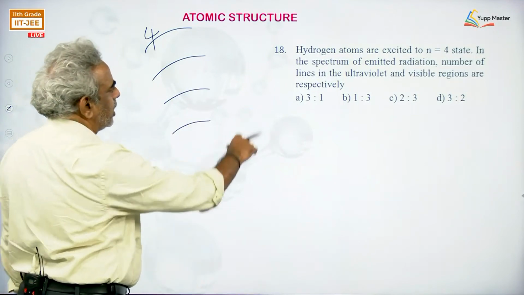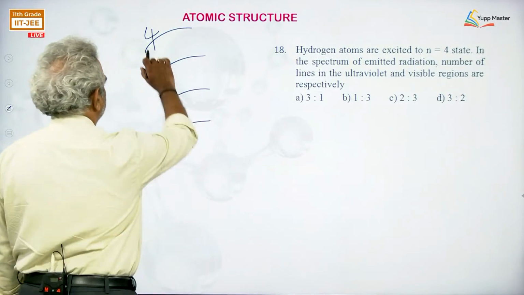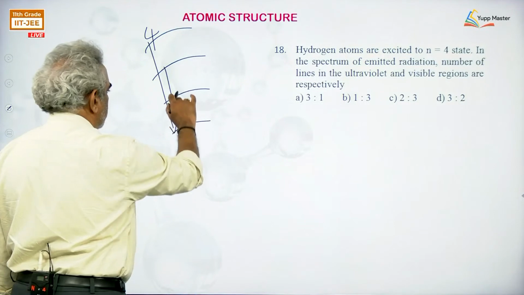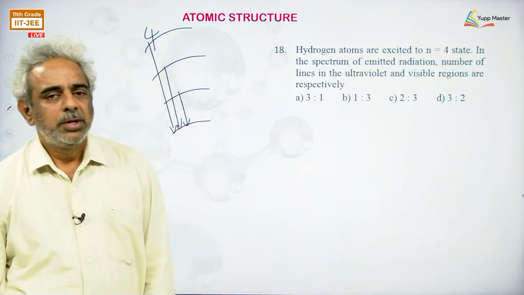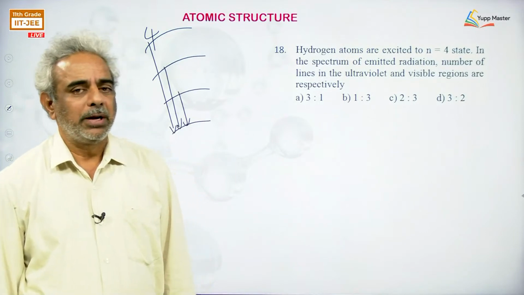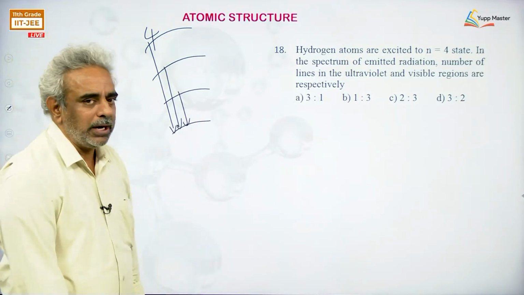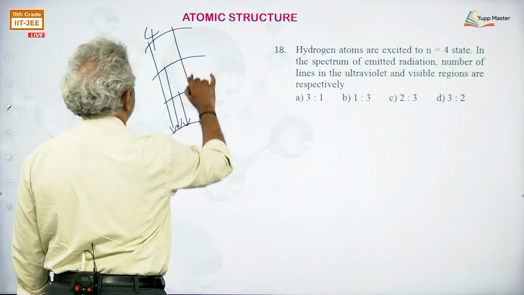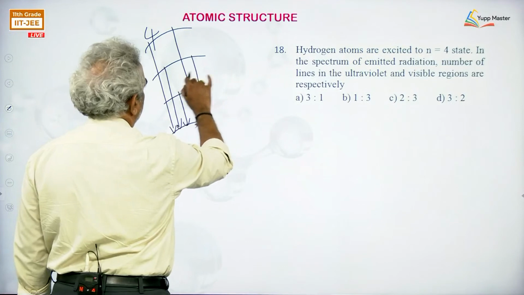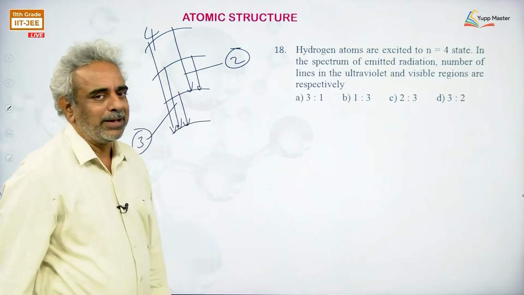So, Lyman number of lines in the ultraviolet. So, it may be 4 to 1, it may be 3 to 1, it may be 2 to 1 happening in different hydrogen atoms. So, the maximum possible ultraviolet lines is 3. How many visible lines may be possible? Electron has to jump into the second orbit. It can be 4 to 2, it can be 3 to 2. So, 2 visible lines, 3 ultraviolet lines.